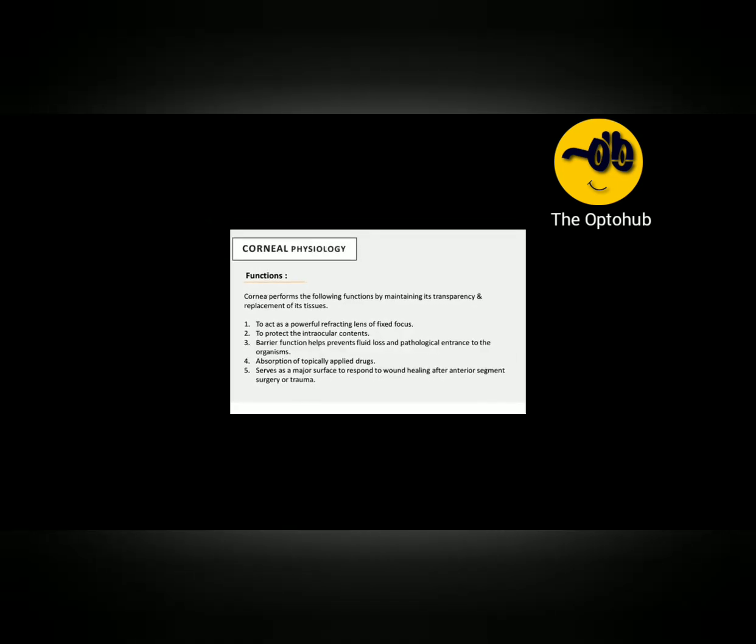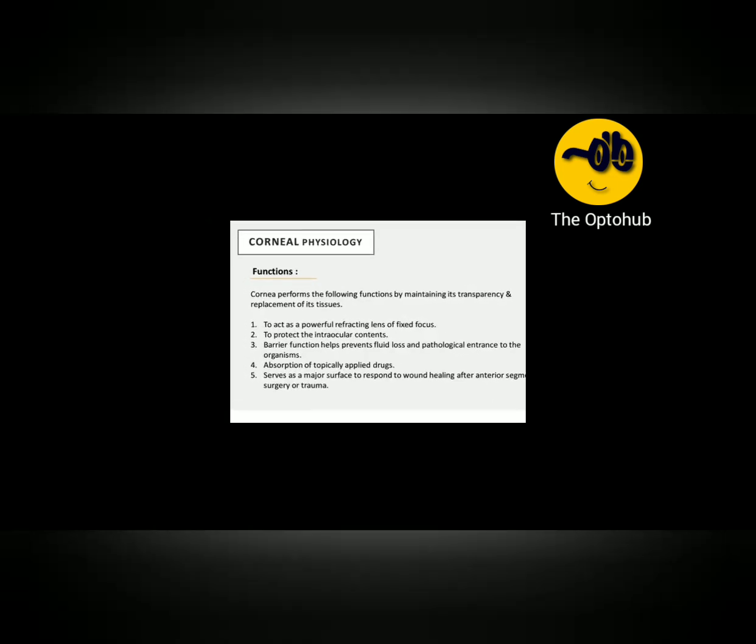Now coming to the most important part, the corneal physiology. How does the cornea function? The cornea performs the following functions by maintaining its transparency and the deturgescence of its tissues. The cornea acts as a powerful refracting lens of fixed focus. Since the epithelium and all of the layers of the cornea are very uniformly arranged, it forms a very uniform surface, and it is also moist. So it acts as a powerful refracting surface of the eye.